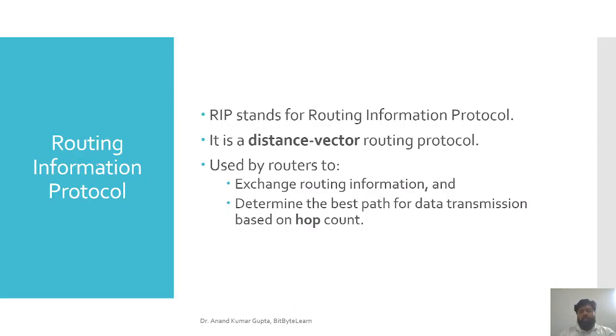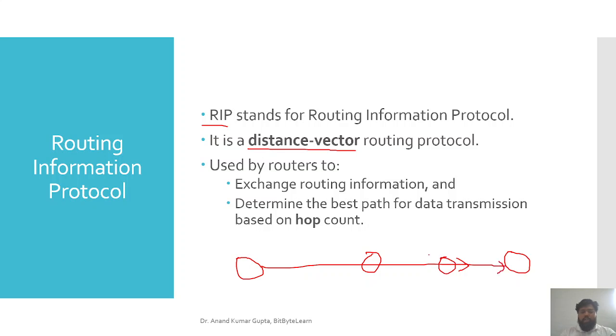So, what is Routing Information Protocol? Few people call it RIP or RIP, which stands for Routing Information Protocol. It is a distance vector routing protocol. It means from one network to a destination network, how many intermediate networks are there. Based on that, the network can be considered as far or near to the source, and the intermediate networks would be considered as distance for that network.